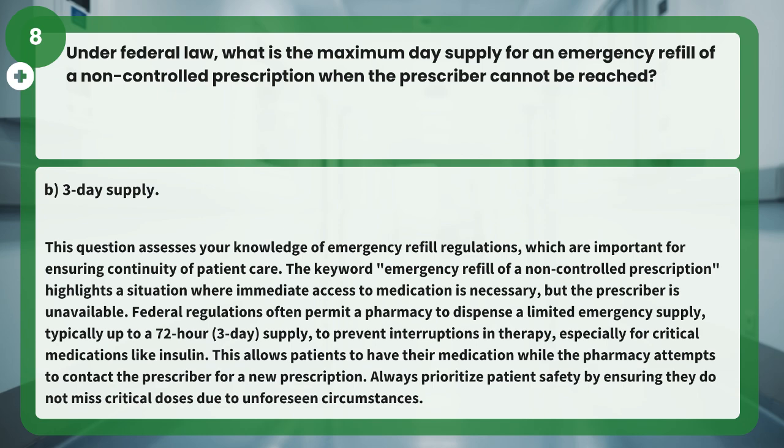3-day supply, to prevent interruptions in therapy, especially for critical medications like insulin. This allows patients to have their medication while the pharmacy attempts to contact the prescriber for a new prescription. Always prioritize patient safety by ensuring they do not miss critical doses due to unforeseen circumstances.